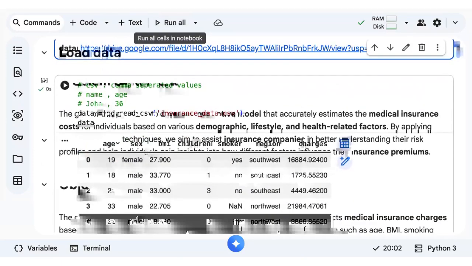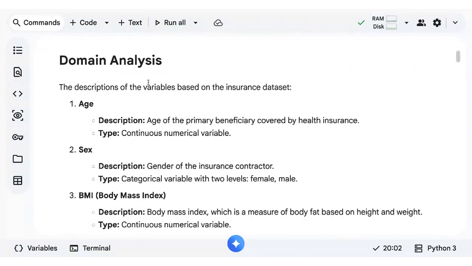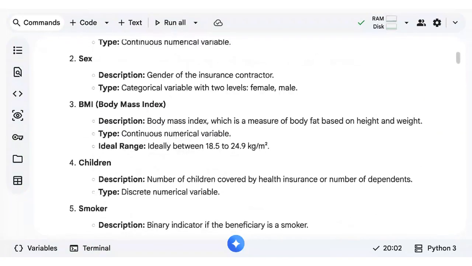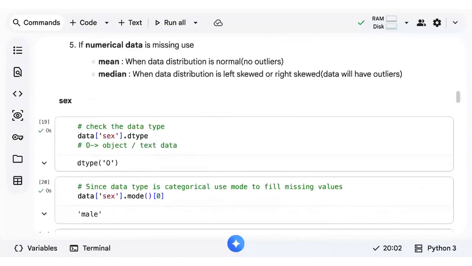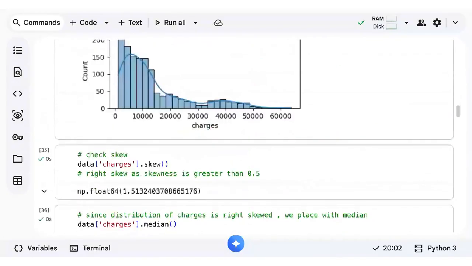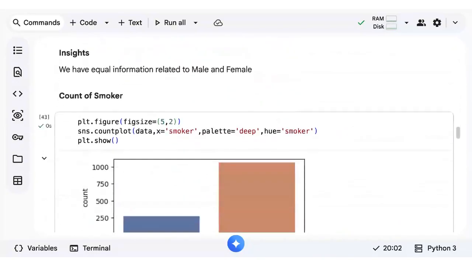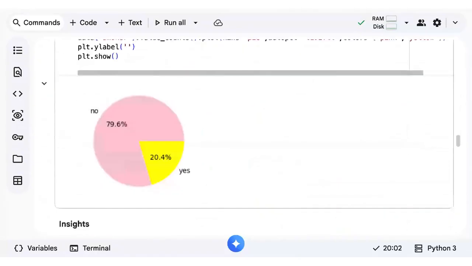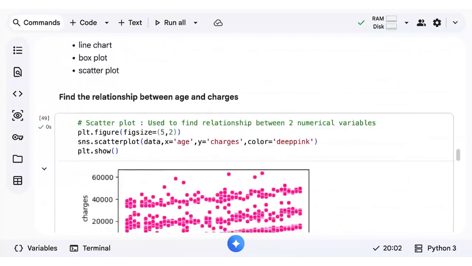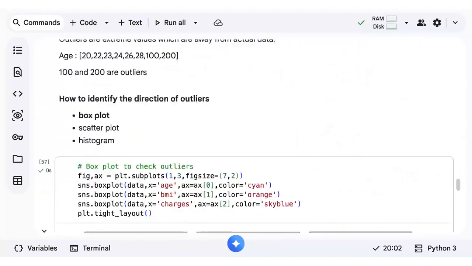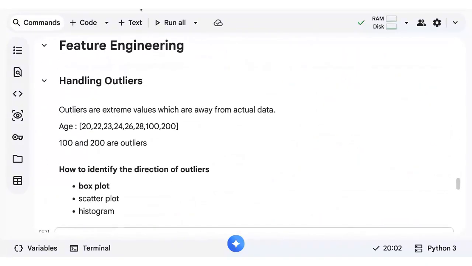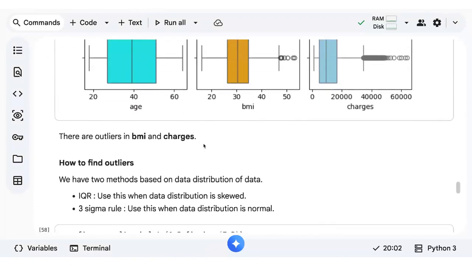So, loading libraries, domain analysis, basic checks, and then we did data cleaning and also EDA, writing insights, and we did handling outliers. So we have two different methods. One is the IQR method, another one is the three sigma rule. I hope you guys have understood.